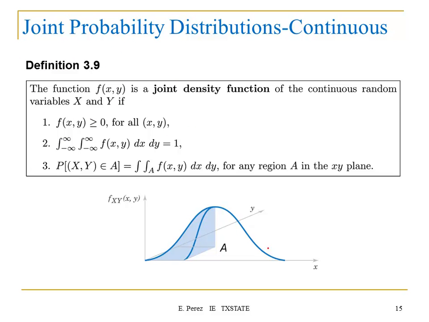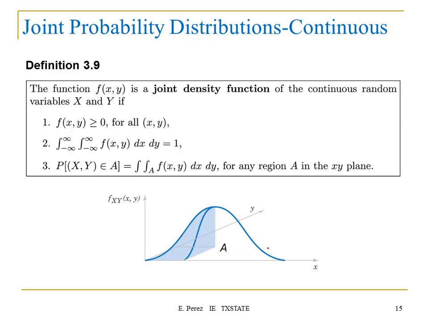So the function f of x and y is the joint density function of the continuous random variables x and y. Again, we have the conditions. As you remember, when we deal with continuous random variables, in order to get the probability, we need to do integration. So this also applies for the joint density functions for the continuous random variables.